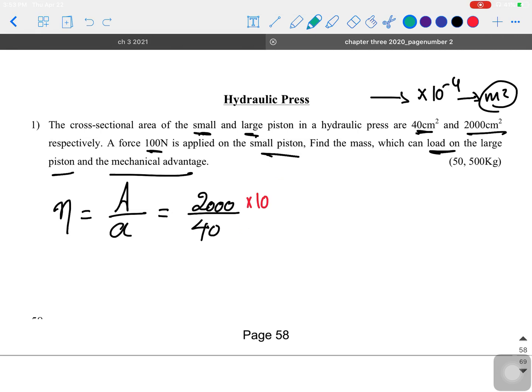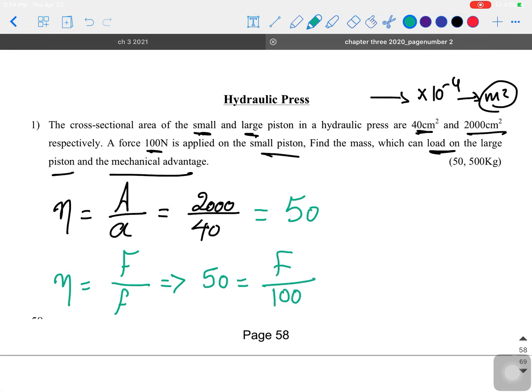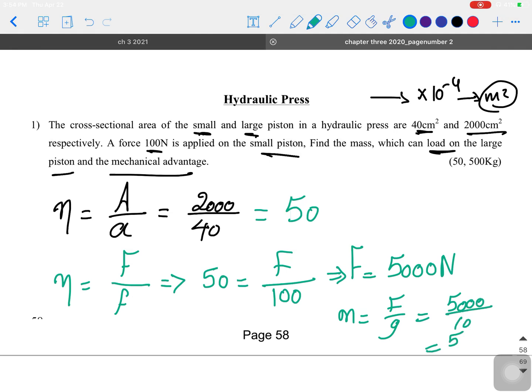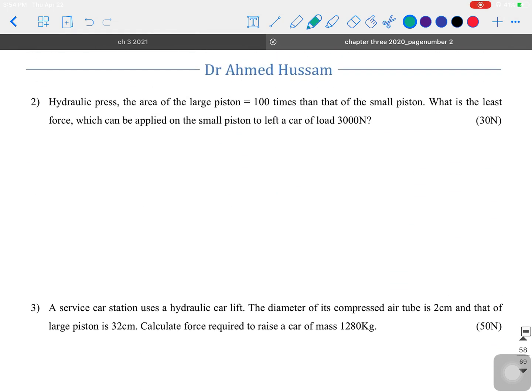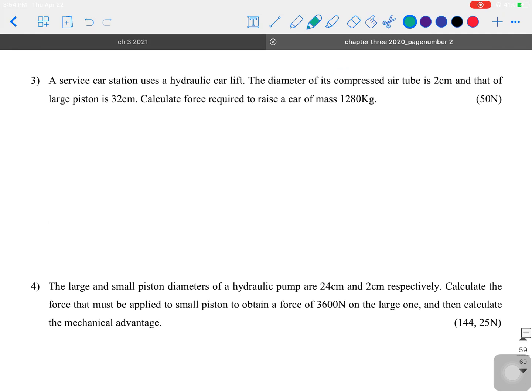Then the mechanical advantage equals 50. Also, the mechanical advantage equals F over small f, then 50 equals F over 100. Then the force of the large piston will be 5000 Newton. Then mass equals force over gravity, 5000 over 10 equals 500 kilogram. Of course, this is the weight, which is Fg, which is mg. I think we can move to another one. I prefer number 3. Number 2 is the same as number 1.